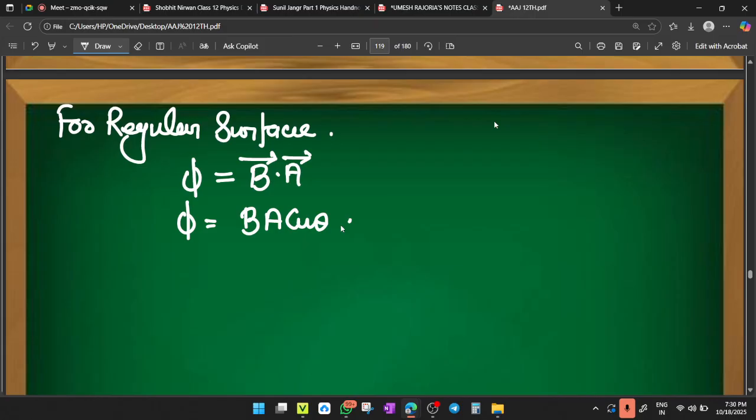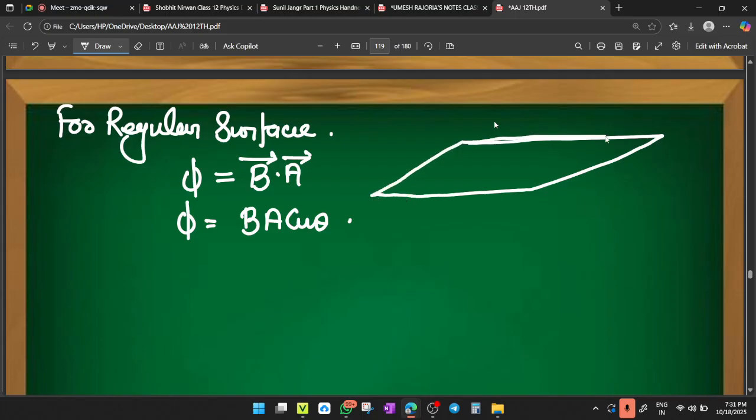Phi is equal to BA cos theta. Okay? For regular bodies, like we have seen, we have taken a rectangular sheet like this, having area A. And the magnetic flux is crossing like this. This is magnetic field B vector, right? So again, the same thing. The component that is along the normal vector will be equal to B cos theta.